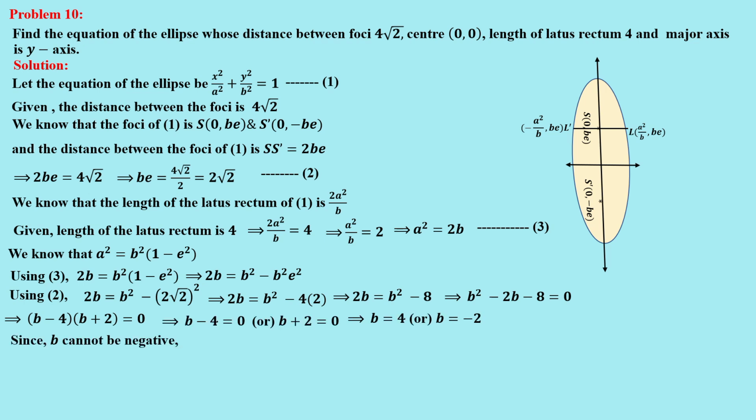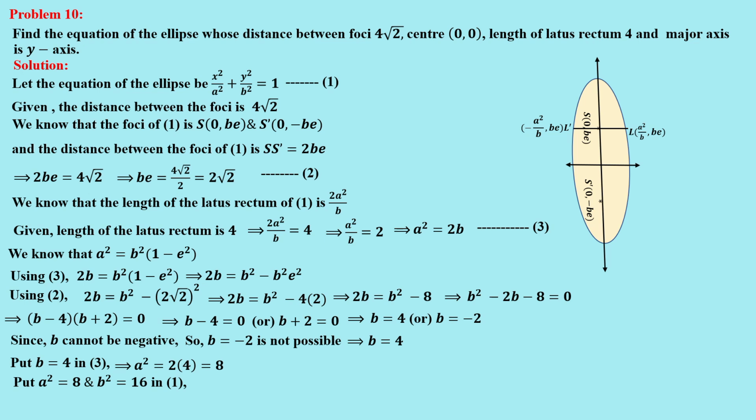So b equal to 4 is the possibility. b cannot be negative because it is a length. So b is equal to 4. Putting b equal to 4 in 3, you will get a square. A square is equal to 2 into 4, that is equal to 8. So b square is 16 because 4 square. A square is 8. Put it in 1. So you will get the required equation: x square by 8 plus y square by 16 equal to 1.